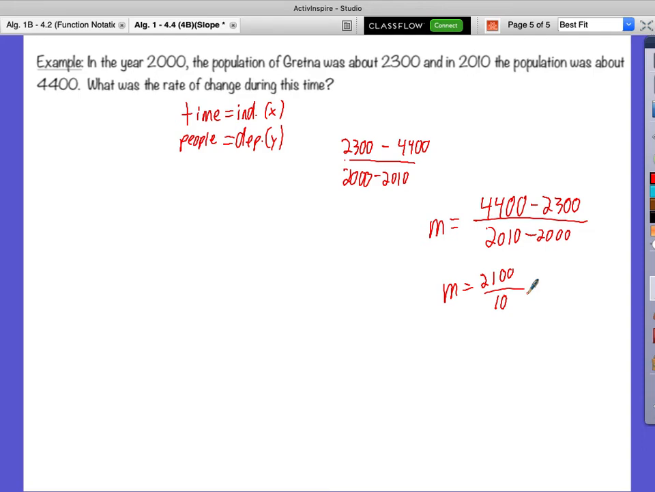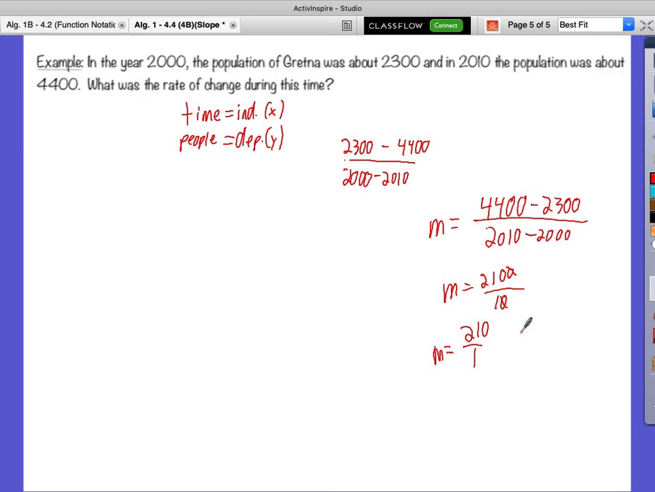Okay? Now here's the thing. We also like to do what with our fractions after we're done? Simplify. Is there anything we can reduce here? 10. What's our trick with 10? Cross out the 0. So you really have 210 for every 1. So what's that mean? Somebody tell me what that means. Kenny. You have about 210 people per year.